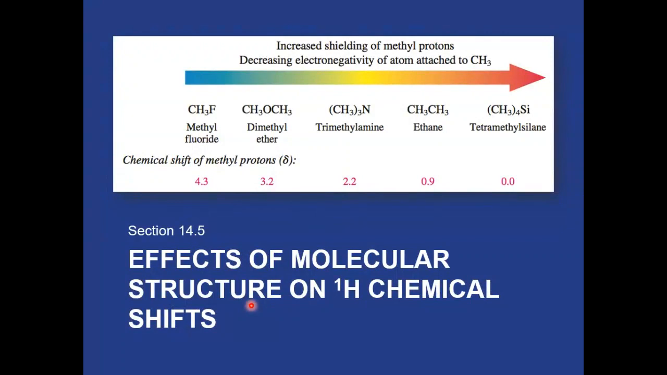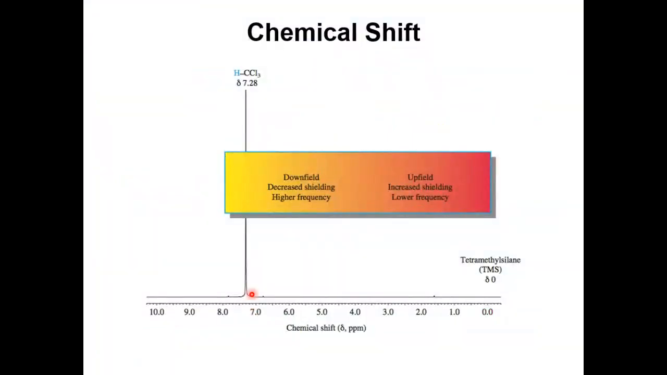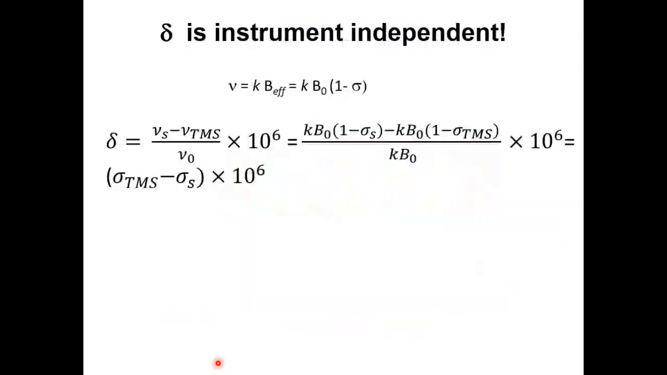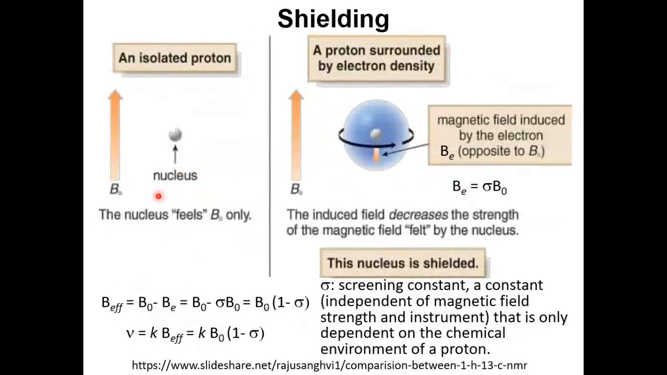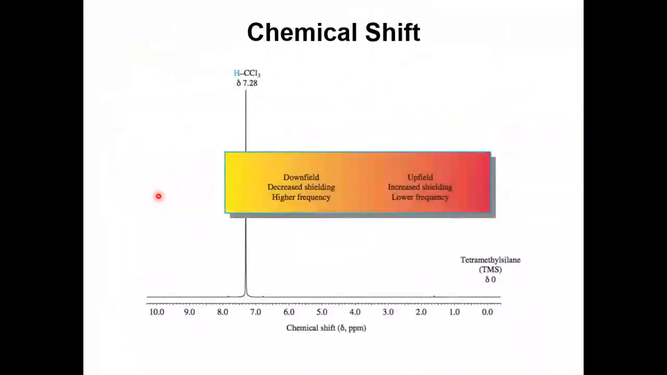As we know, this chemical shift value is a reflection of resonance frequency, and the chemical shift value is a reflection of the screening constant, and the screening constant is a reflection of electron density. So obviously, the chemical shift value of a given proton gives you information about electron density. This is the first thing we're going to look at. The chemical shift value carries structural information.